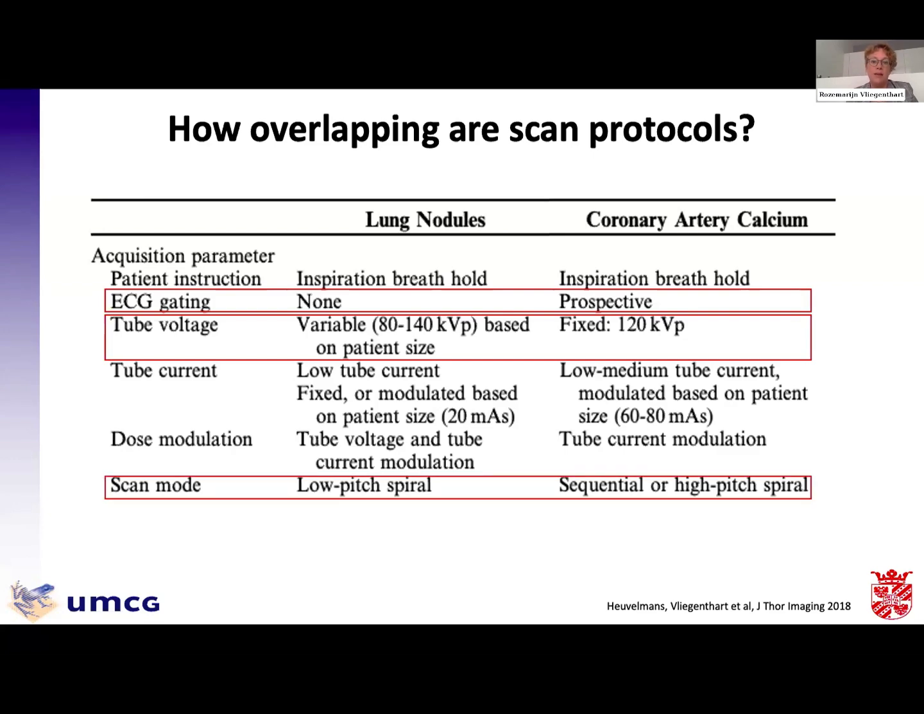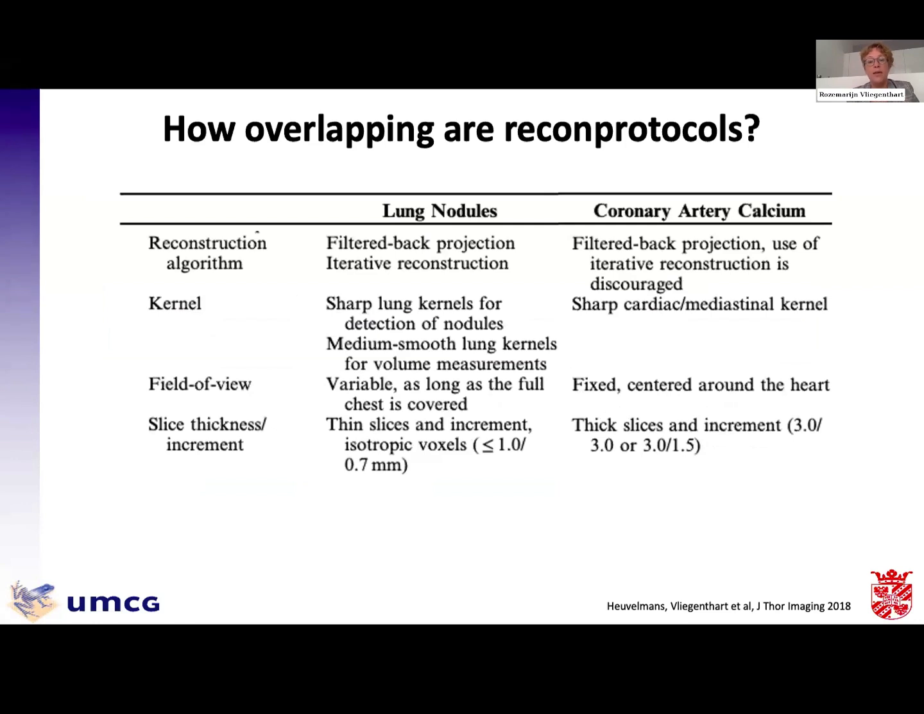Furthermore, the lung cancer screening CT scan is usually a low-pitch spiral, while in coronary calcium scoring, we either use a sequential mode or a high-pitch spiral mode. So all of these factors can affect how visible coronary calcifications are, but possibly also what the actual calcium score is. When we're looking at the reconstruction protocols, again, we see a number of differences.